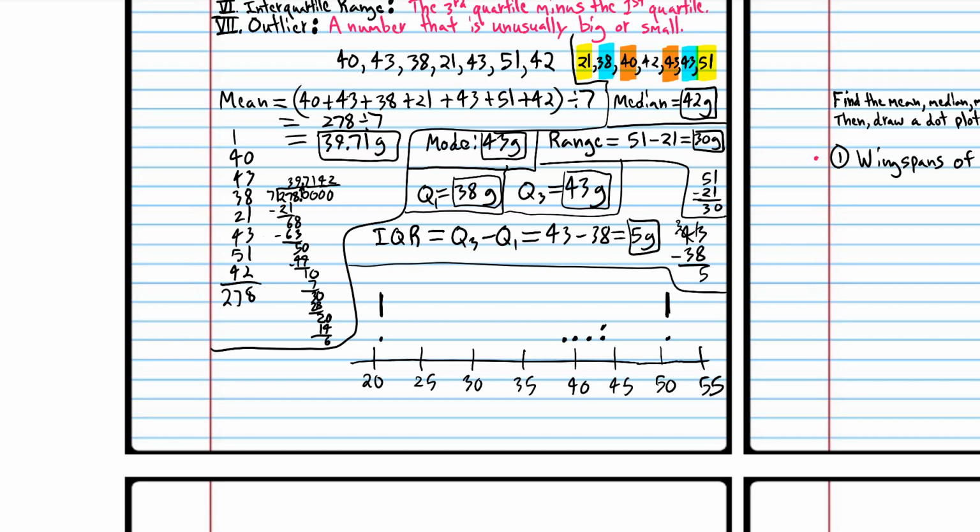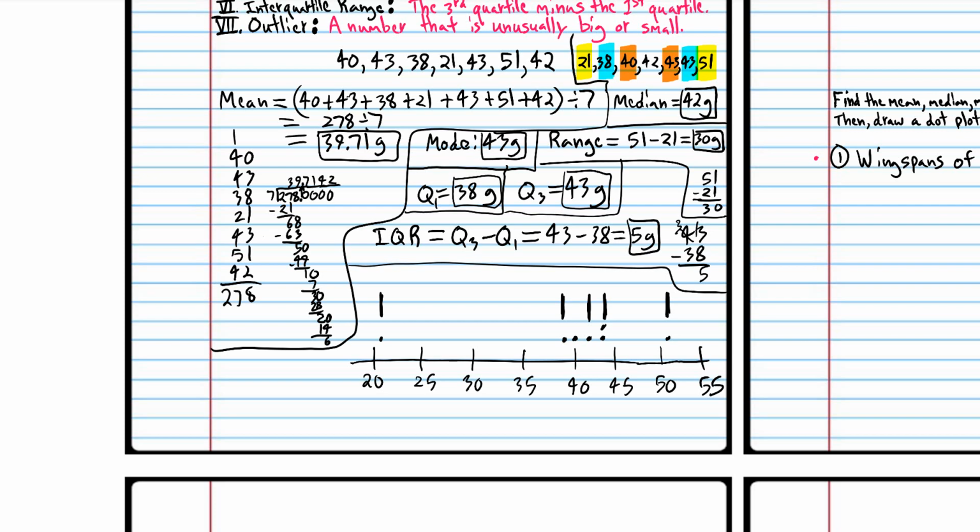So now what we're going to do is we're going to make a vertical line at the median, which is 42. That's this value here, I believe. And then we're going to make two other vertical lines at the first and third quartile. The first quartile is 38. That's here. And I'm just doing these lines right above the dots. The third quartile, what was the third quartile? Third quartile was 43. So that's going to be right here.